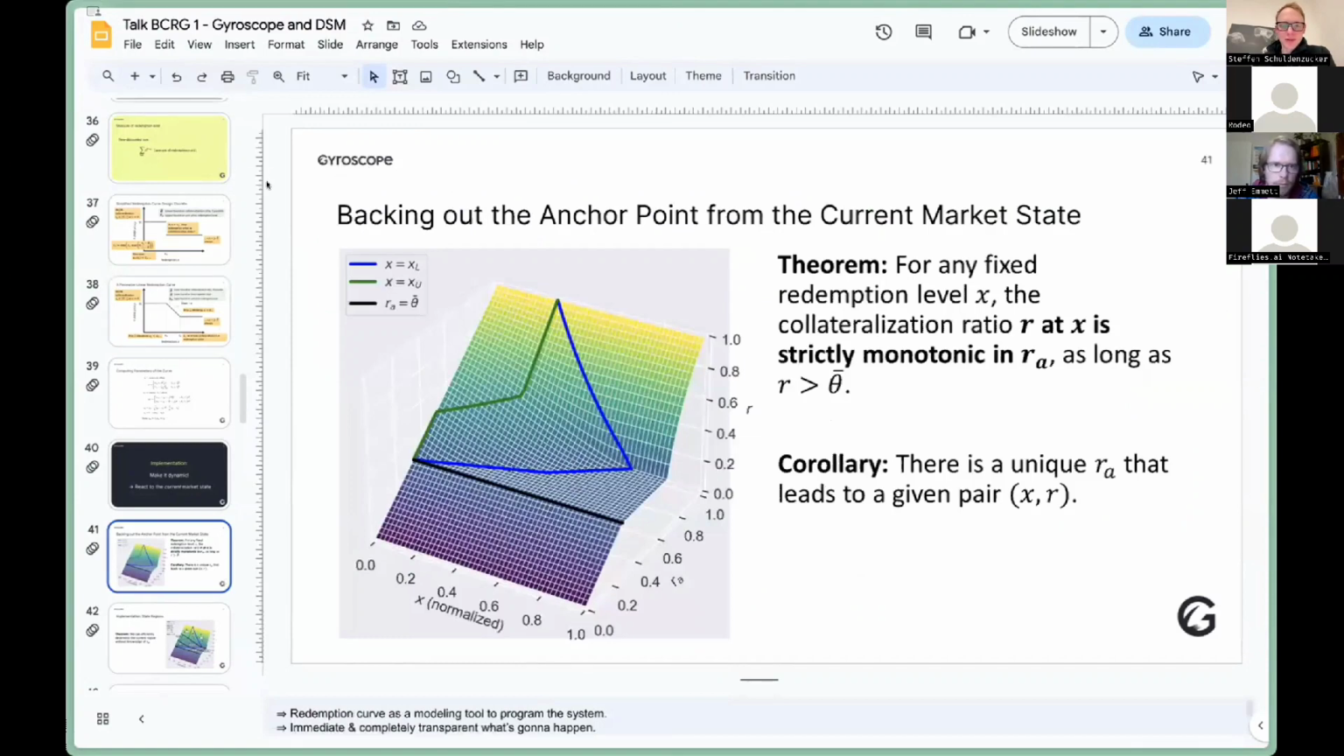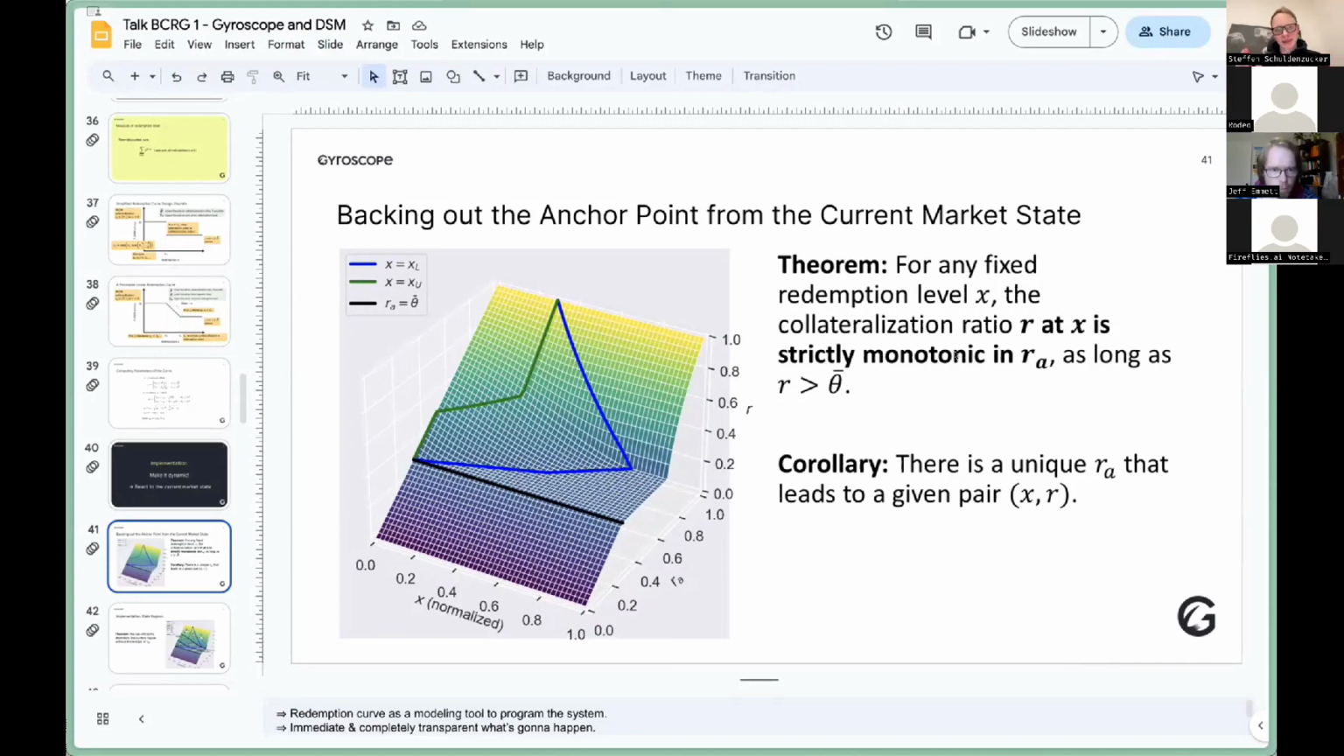There's a very simple math statement, which is the following. If you put the anchor reserve ratio, which is basically the height of the starting point, on one axis, and then put the amount that has been redeemed, which I call x, on the other axis, and you put the reserve ratio or collateralization ratio on this axis, then you get a monotonic function. At least in the part that is interesting. Of course, it stops being that at some point.